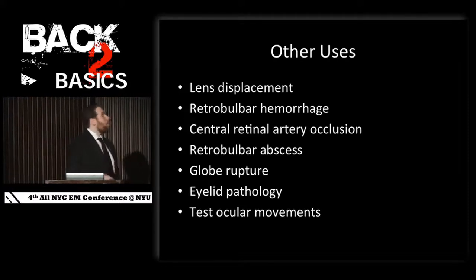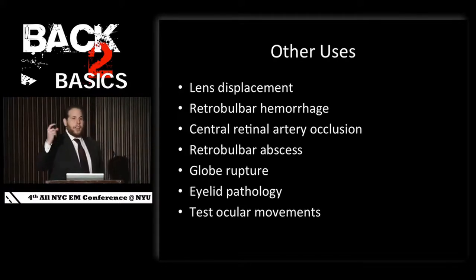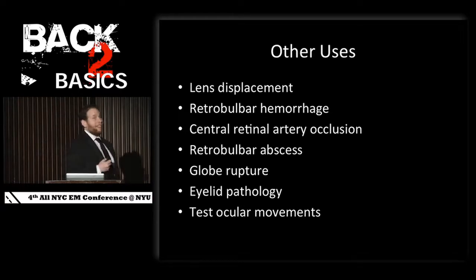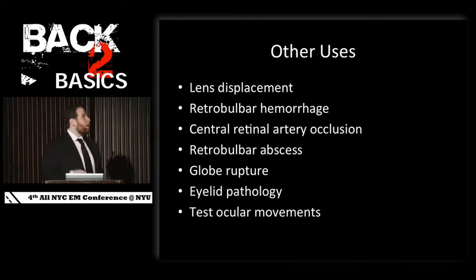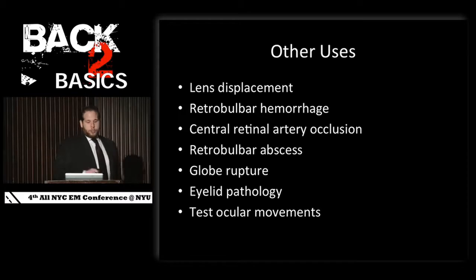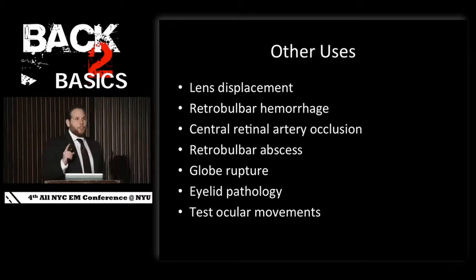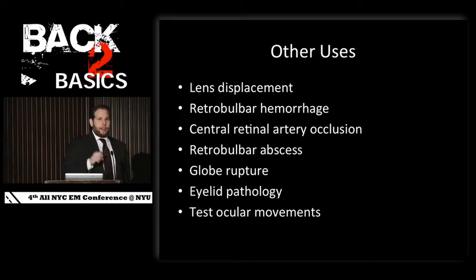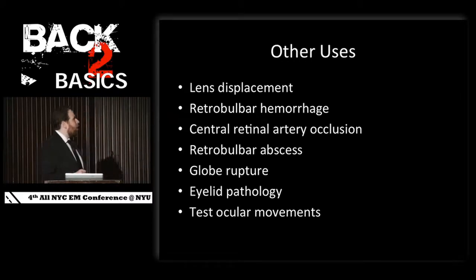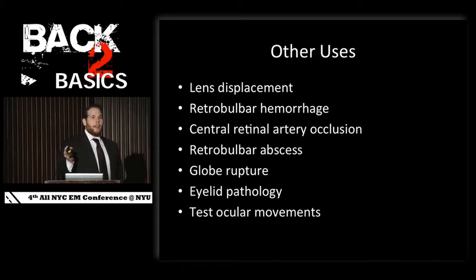All right? And then there are some other uses of ocular ultrasound that you might want to use. I didn't go over everything. There's lens displacement. You'll actually see the lens sitting somewhere where it's not supposed to be. There's retrobulbar pathologies, central retinal artery occlusion, globe rupture, but remember, tread very carefully in globe rupture. You might see it on the ultrasound, but then take the probe off and call your ophthalmologist.